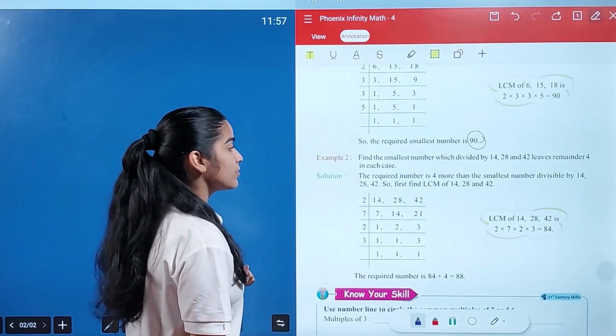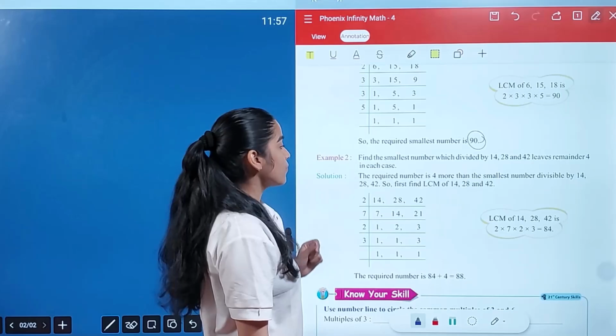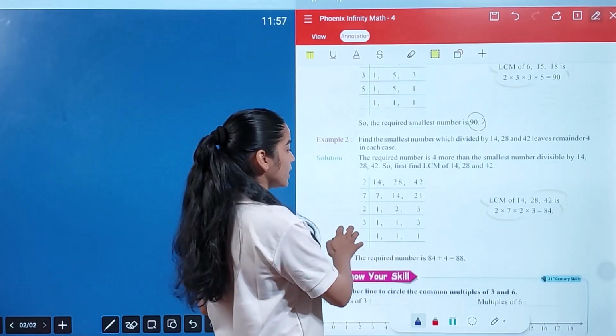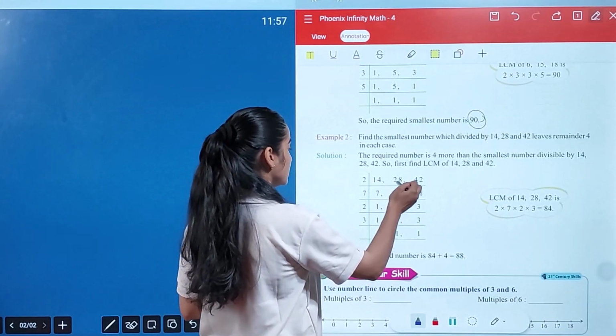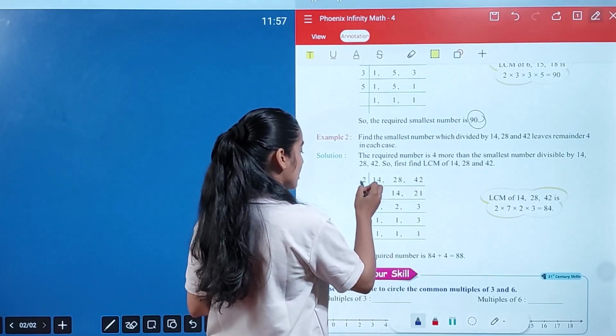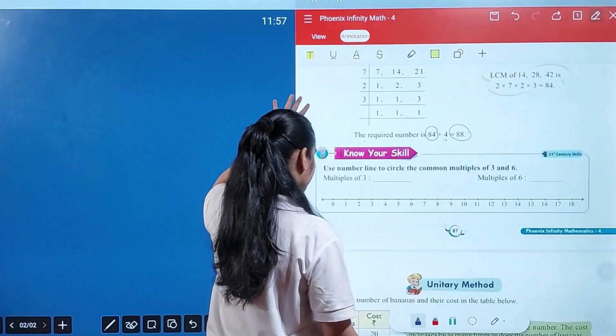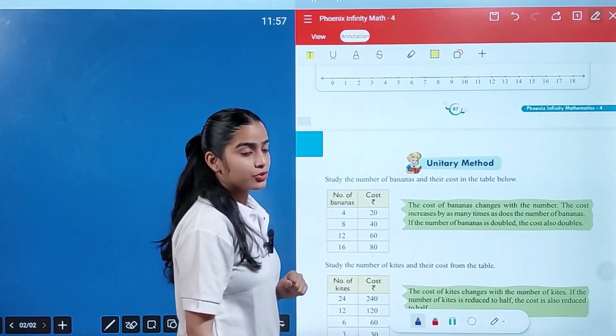Find the smallest number which when divided by 14, 28 and 42 leaves remainder 4 in each case. So what we can do, we take the LCM of 14, 28 and 42. So the required number is our LCM 84 plus 4, that is 88. So now we have the unitary method.